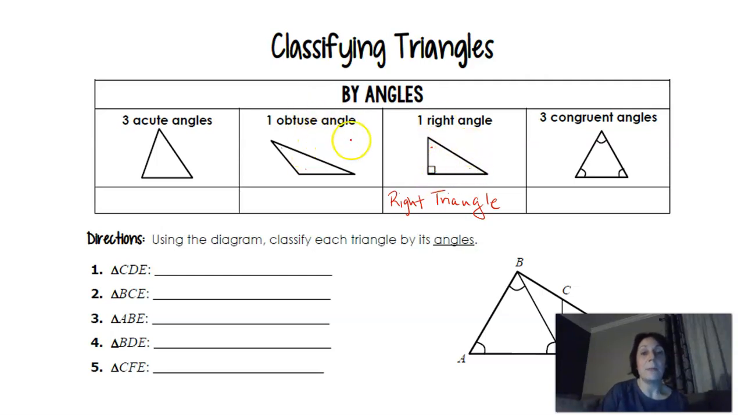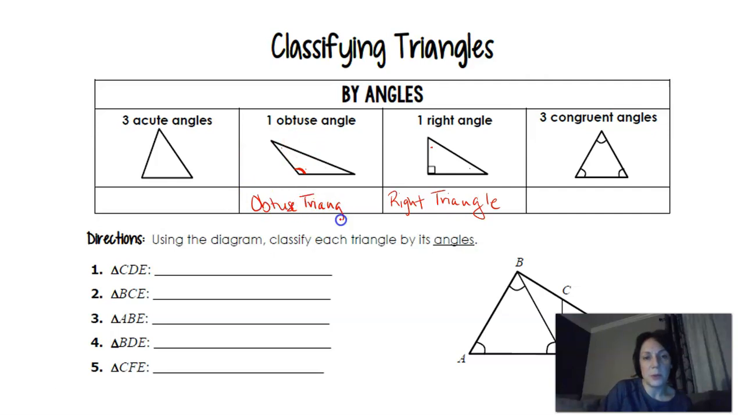Okay. The other 2 options are, what if it's not a right angle? If you have one obtuse angle, just one, it's an obtuse triangle.